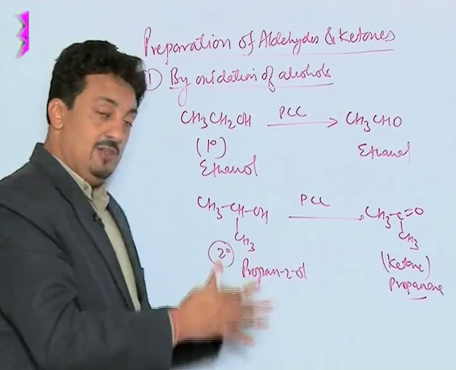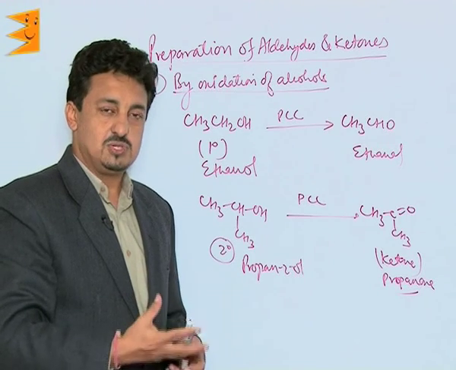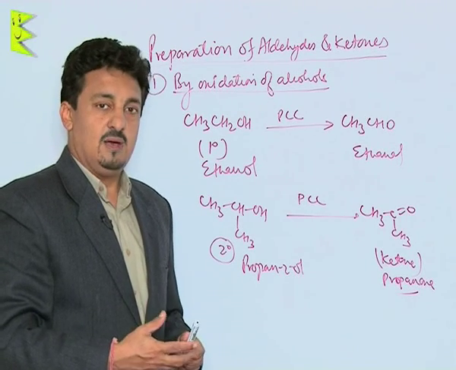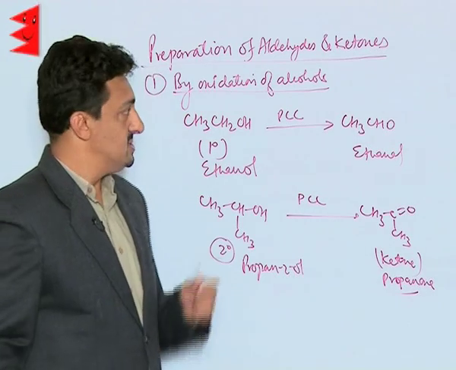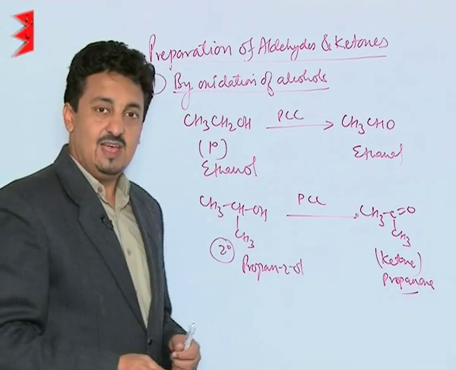tertiary alcohol, we cannot oxidize it by using these mild reagents. We need to use very strong reagents like K2Cr2O7 or KMnO4 in acidic medium along with heating, which requires breaking of the C-C bond. So this is one method by which we can prepare aldehydes and ketones.